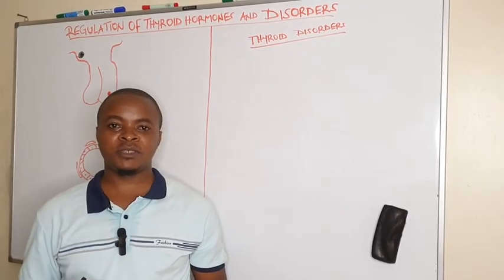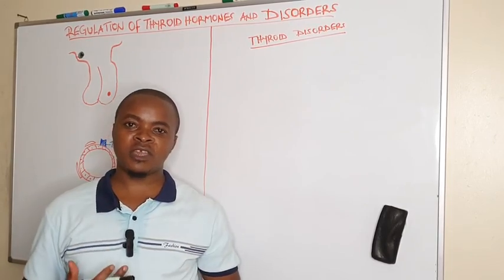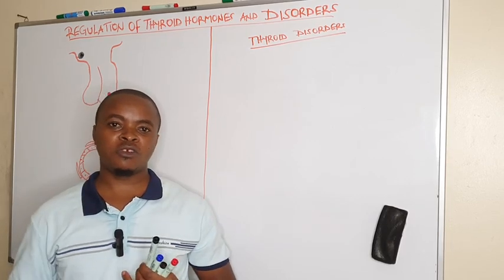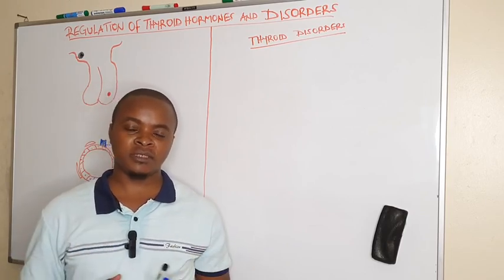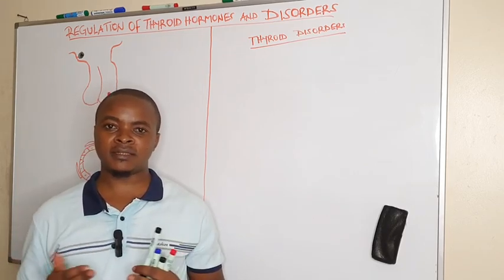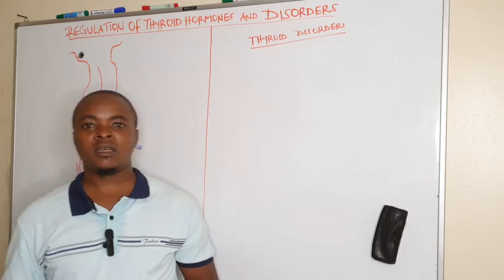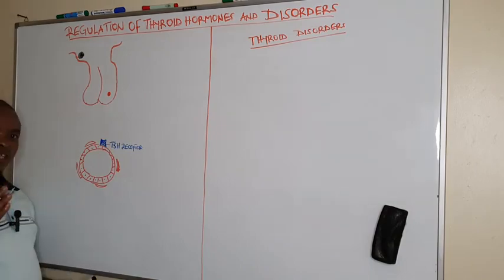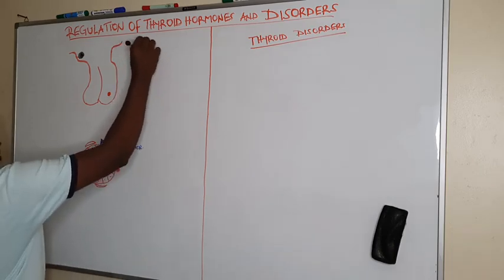In this lecture at Medical Sciences, we're going to look at regulation of thyroid hormones. We want to see how the thyroid hormones, that is T3 and T4, are regulated in the body. Then after looking at that, we are going to look at the disorders of thyroid hormone. And the regulation of thyroid hormones is by negative feedback mechanism. So we're going to look at negative feedback mechanism.